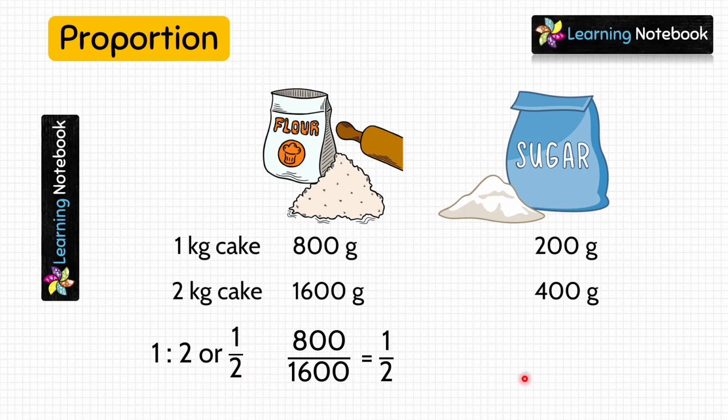Similarly, the ratio of sugar is 200 by 400, which equals 1 by 2, which is again equal to the ratio of cake being made. So it means all the ratios are equal and thus they are in proportion. So Myra has used the right quantity of ingredients to prepare 2 kilograms of cake.